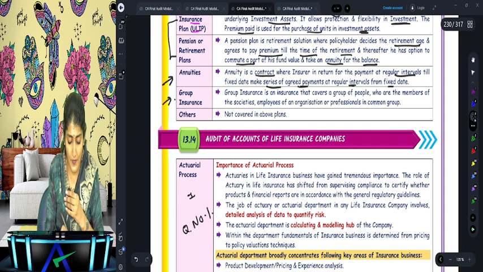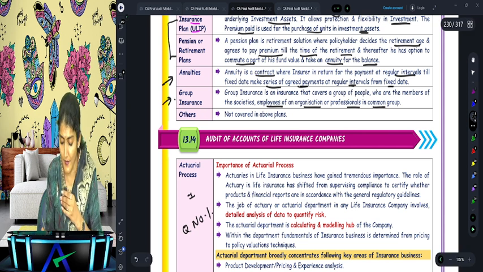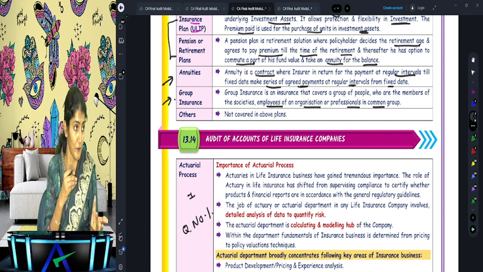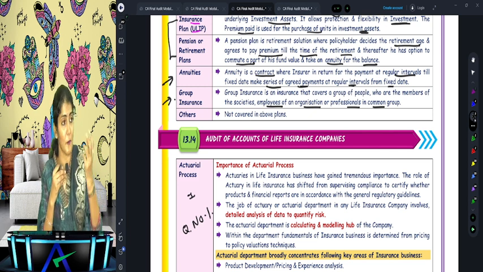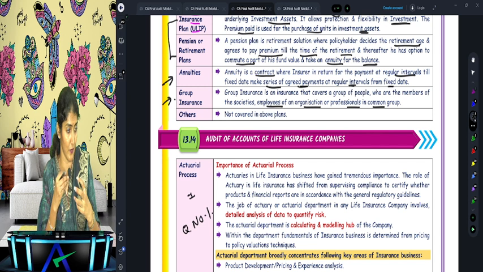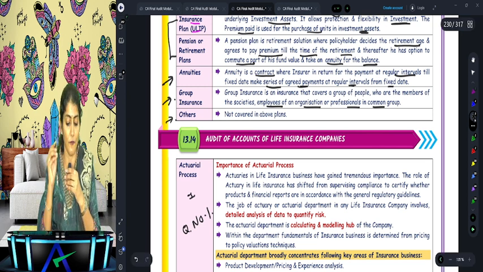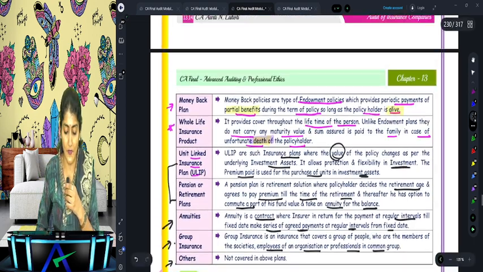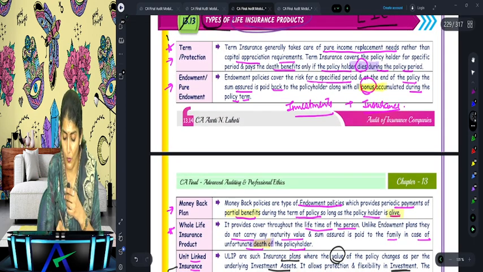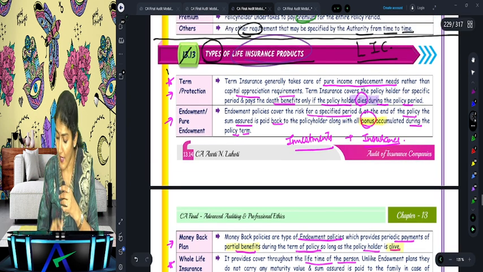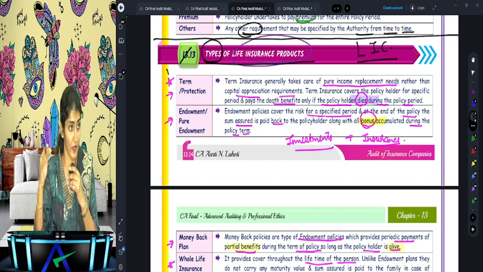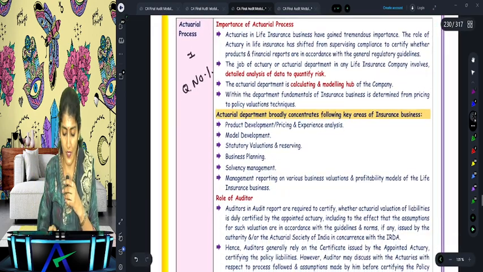Then group insurance is generally taken for the employees of an organization or a profession in a common group. Like, ICAI also has a particular tie-up with an insurance company for taking an insurance policy for the life of a chartered accountant, right? So that's a group insurance which can be taken, and then others, which is not covered in the above plans. So annuities, group insurance, and then you have the others. Okay, right? So no question is asked either in the wholesale or the retail or the MCQ part of the paper regarding the types of life insurance product. Is it clear to everyone? Right? The types of life insurance product.